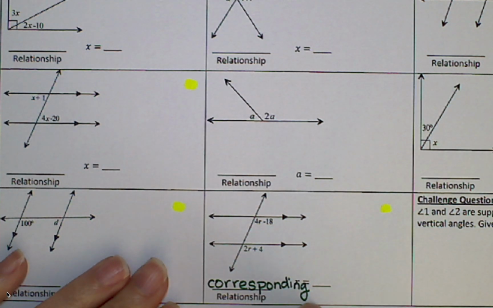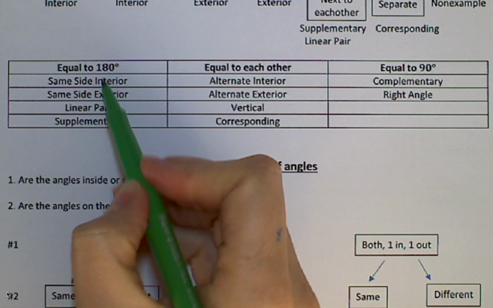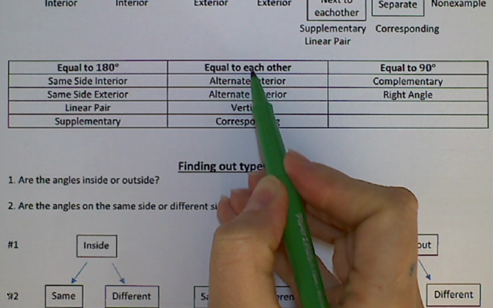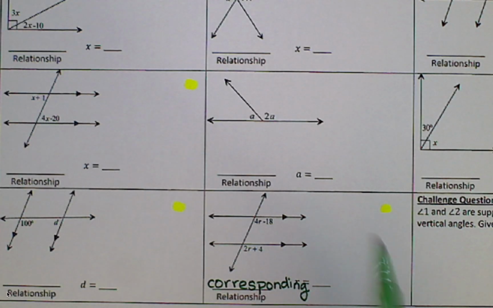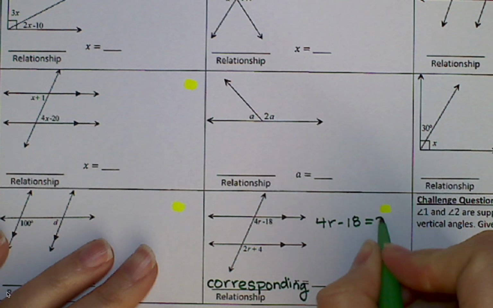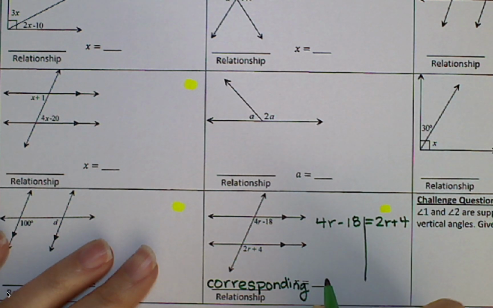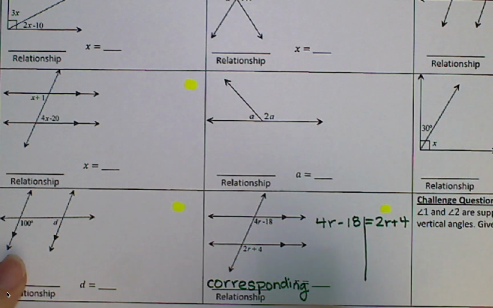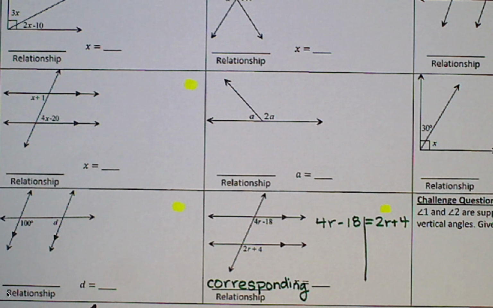Now the next part, to solve for it, I'm going to look at this specific category here, and I'm going to find corresponding. Okay, so corresponding is underneath the equal to each other. So because they're equal to each other, I'm going to set both of these equal to each other. So 4r minus 18 equals 2r plus 4. And then I'm going to solve for r, and that will be my value for r, okay? So for all of the questions that have a highlighted value, I'm going to use this chart, and I'm going to walk through how to figure out what the relationship is, and then how to set up the equation, and then solve the equation, okay?